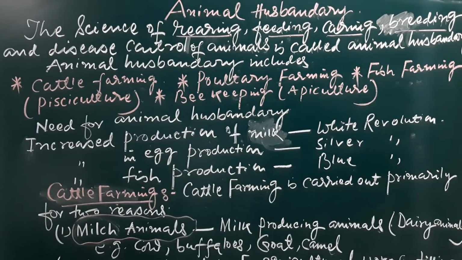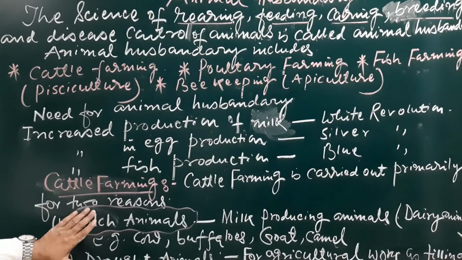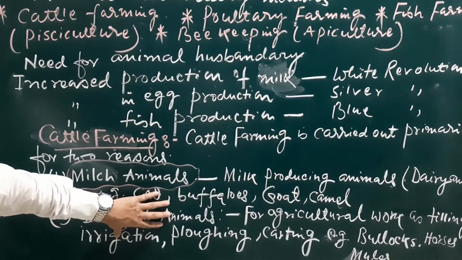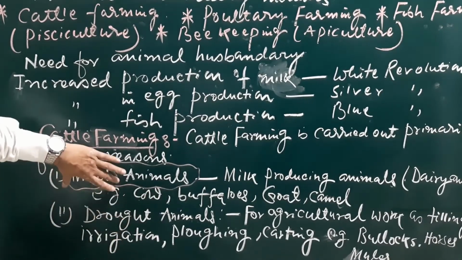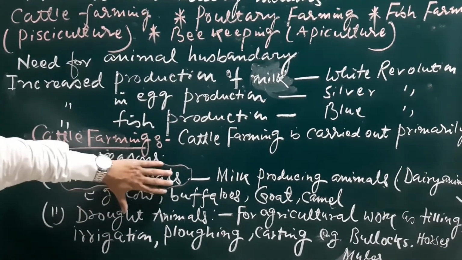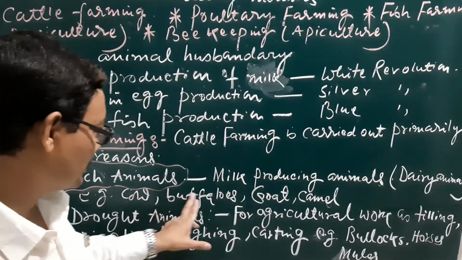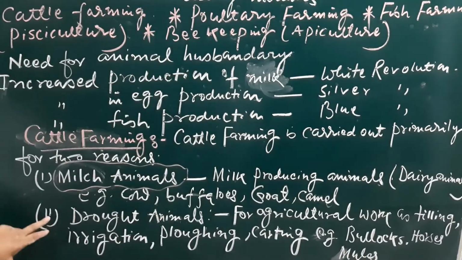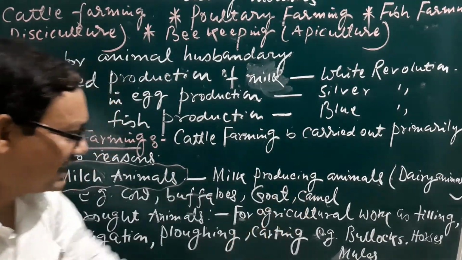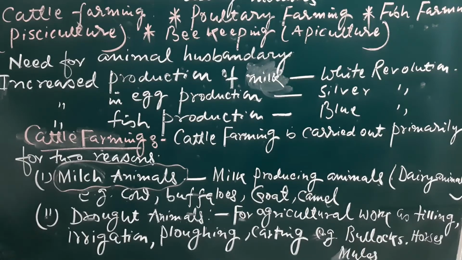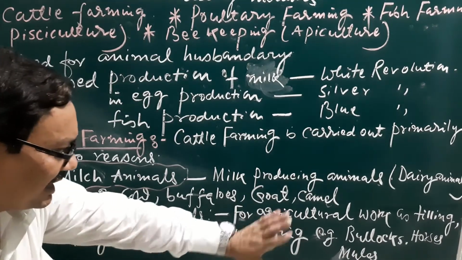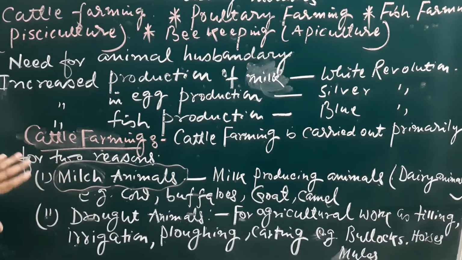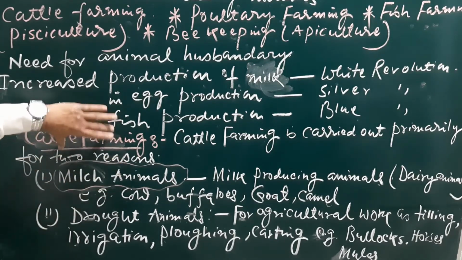Cattle farming is carried out primarily for two different purposes. Number 1, milch animals that provide milk, like buffaloes, cows, goats and camels, milk-producing animals, also known as dairy animals. And number 2, draught animals for agricultural work such as tilling, irrigation, plowing and carting, for example bullocks, horses and mules. So these are the two different reasons for cattle farming.